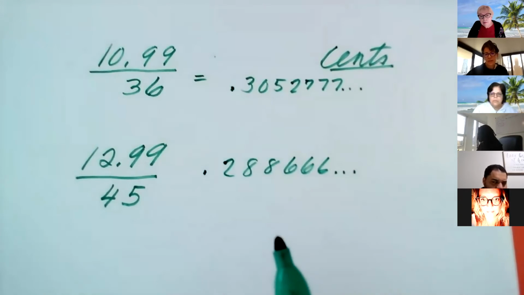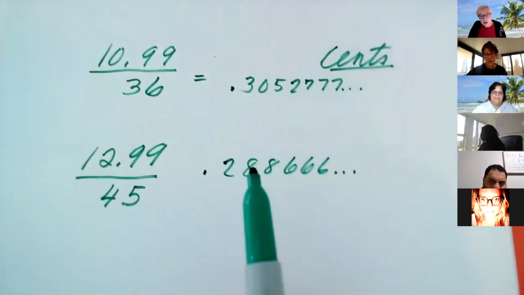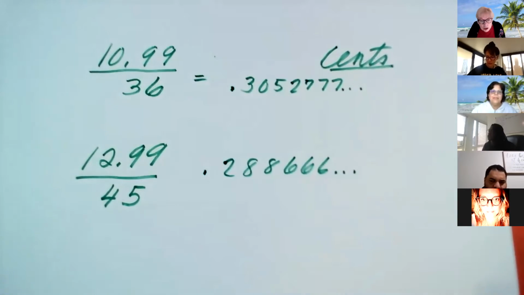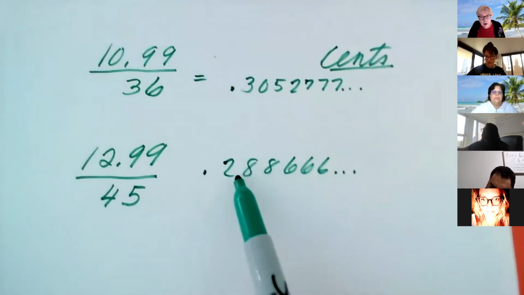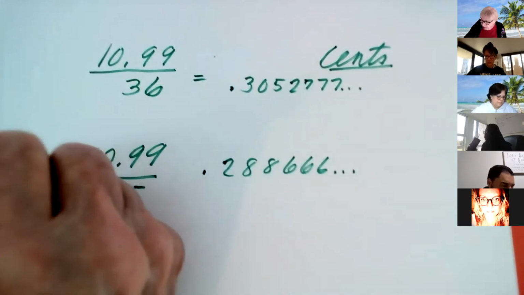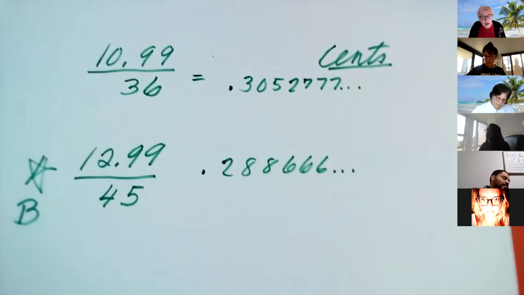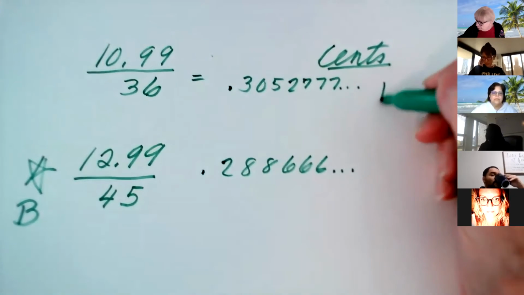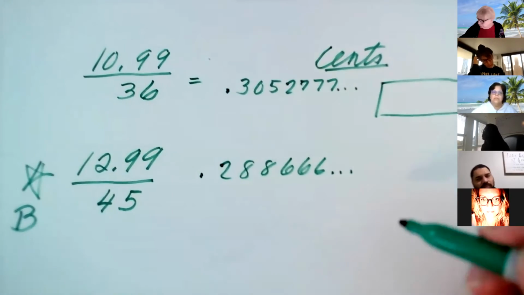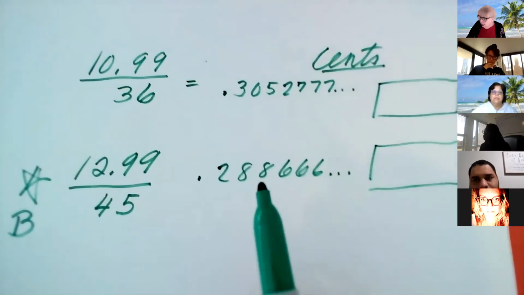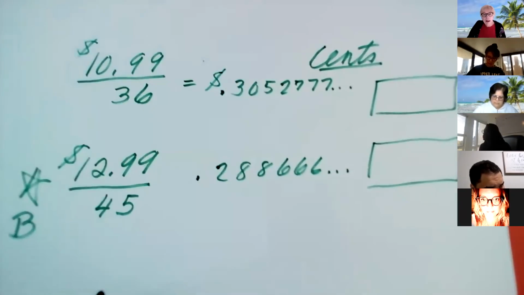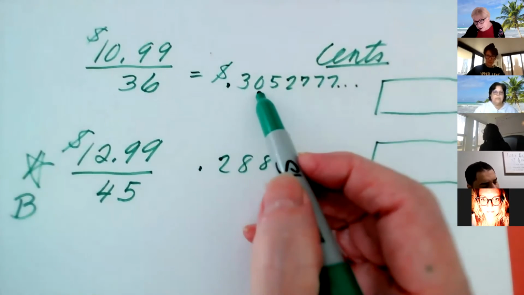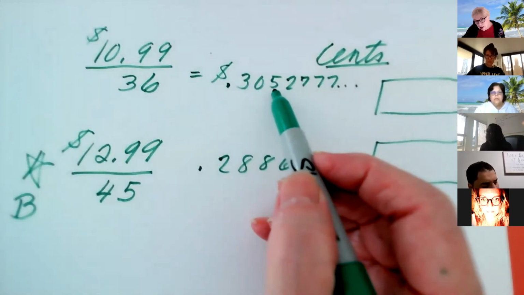Where are we rounding to? So the real question is, which one's the better buy? And the answer is, this is 28 cents, almost 29 cents for a diaper. This is 30. So this, B or whatever, is the answer to that. But you still have to put in a box how many cents, right? Now, this is in dollars, remember, because these were all in dollars. And so this is 30 cents though, isn't it? Well, but there's a 5 after it.